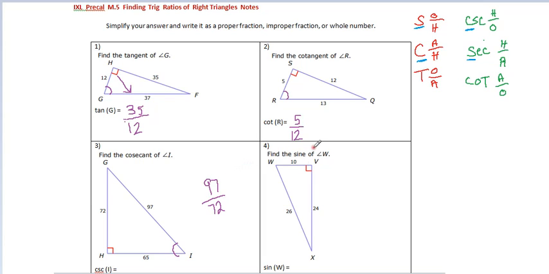Now moving on to this one, we want the sine, and this is pronounced sine, not sin, of angle W, which is this one right here. We want the opposite leg, which is 24, and the hypotenuse, which is 26. Obviously we can reduce that one, and that's going to be 12 over 13.